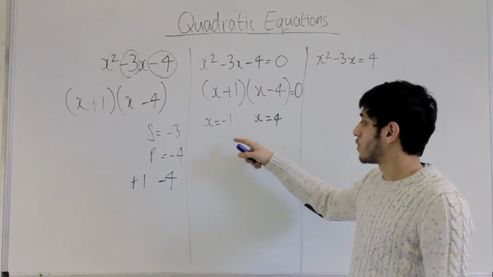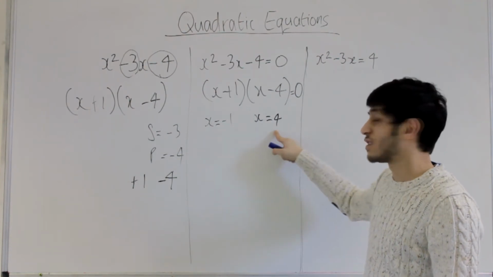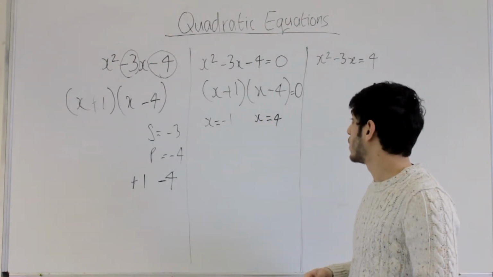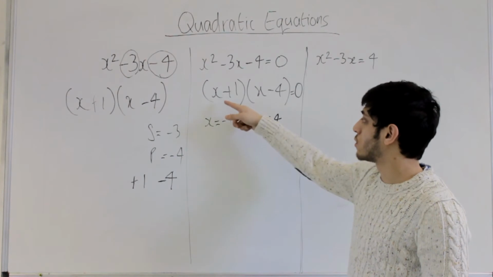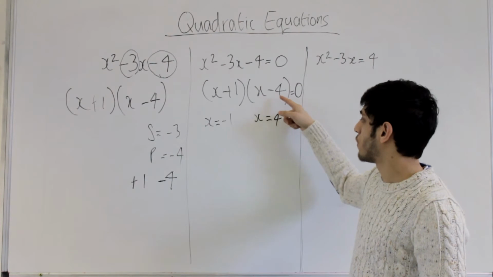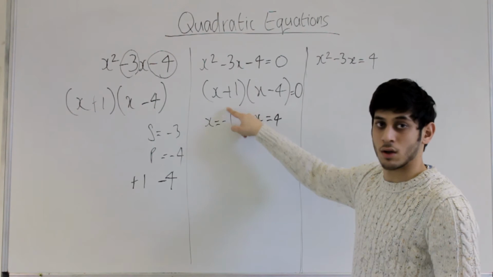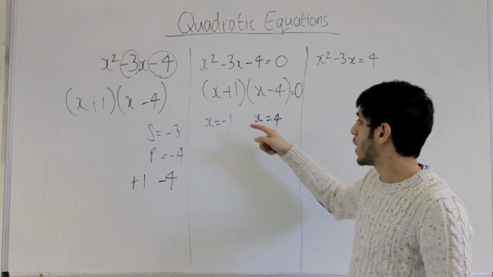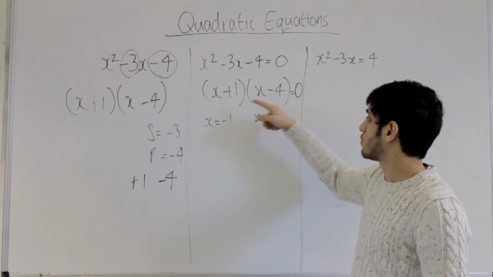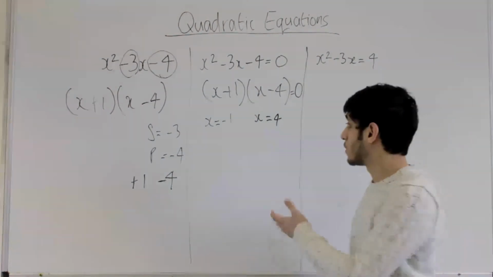Now that we know what our values of x are, this just means that our x value can be either -1 or +4. So if you put either one of these into the equation, we're going to come out with 0. So x equals -1. So -1 add 1 equals 0. -1 take away 4 is -5. Times them together, it still gives us 0 because this is 0. And if we put 4 into the equation, so 4 add 1 equals 5. And 4 take away 4 is 0. So 5 times 0 also gives us 0. And that's it with these type of questions.